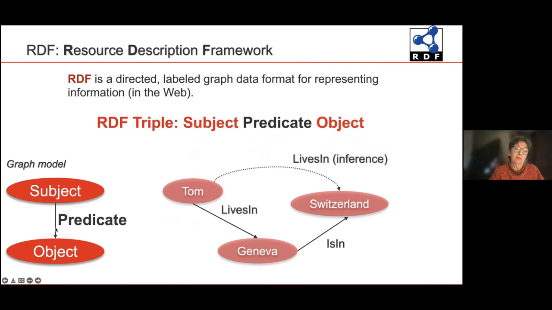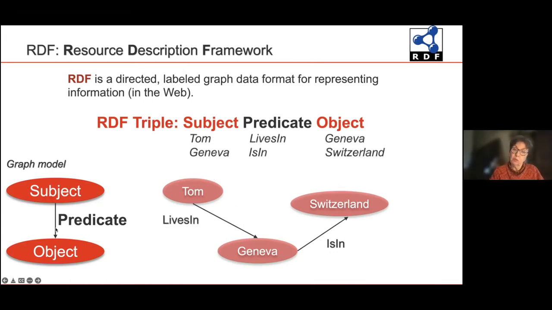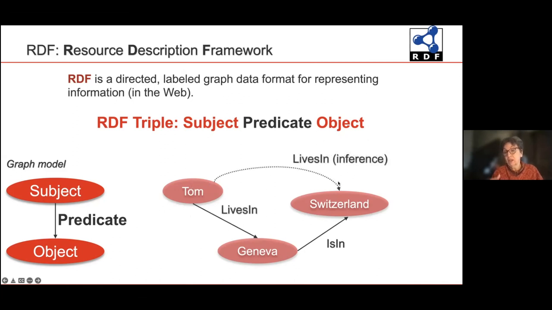For a human being, it's very easy to infer information with this kind of graph. Tom lives in Geneva. Geneva is in Switzerland. We can infer that Tom lives in Switzerland. It's very complicated for a machine, but thanks to this new format, it's now possible to do such inference.